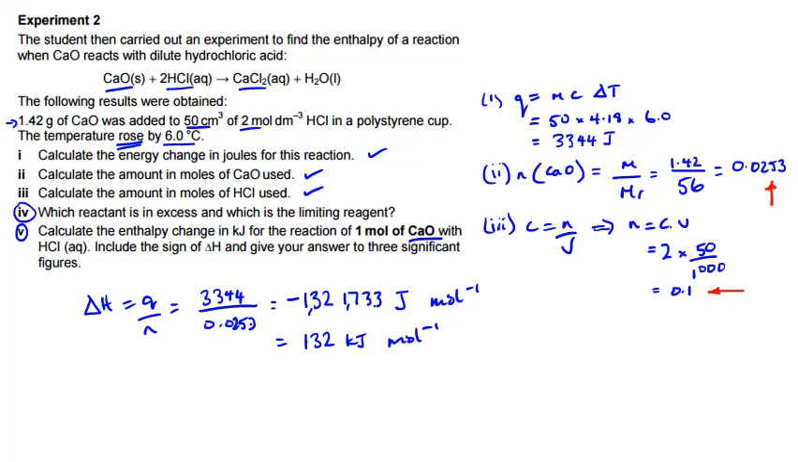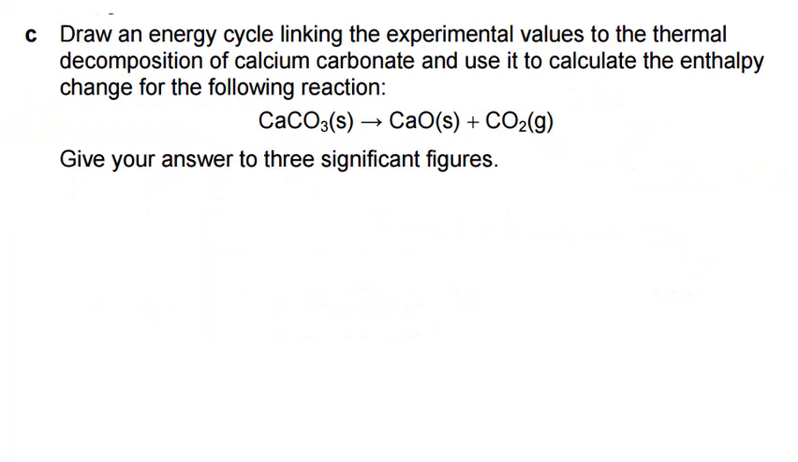And now I think is the interesting part of the question here. So let's move on to that. So here's the interesting part of the question. So we have to draw an energy cycle or a thermocycle, linking the experimental values, that's the values that we've just calculated in parts A and B, to the thermal decomposition of calcium carbonate, and use it to calculate the enthalpy change for the following reaction. So let's call that delta HR. That's the enthalpy change we're required to calculate.